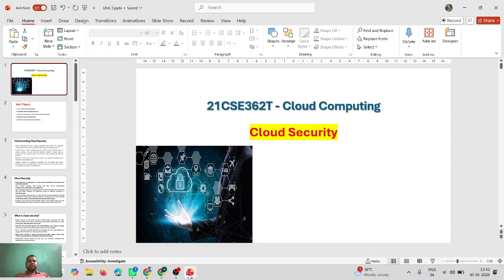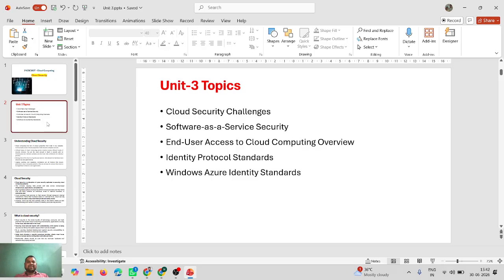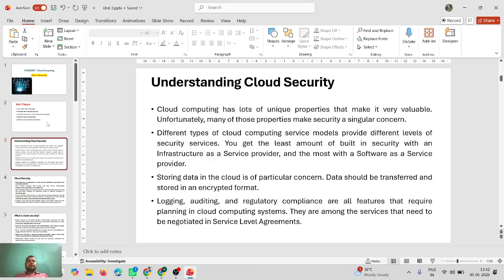So hello everyone. In this tutorial, we are going to discuss some important cloud security concepts. So let's get started, right? In this session, we are going to discuss various cloud security challenges and various issues related to cloud security, software as a service security challenges, end user access, identity protocol access, various standards, right? Issues, and how to overcome them and have the solution, right?